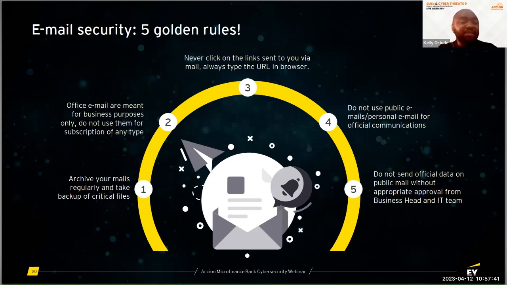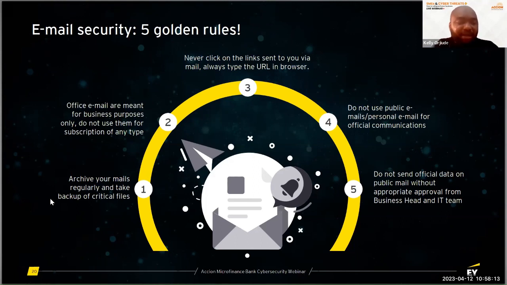Okay. Office emails are meant for business purposes. This I cannot overemphasize. I have seen people use office emails for personal use. They use it to register on different personal websites. It is not ideal. When you do that, you expose your business to a lot of cyber attacks, right? So limit your business emails to business purposes and use your personal emails for personal things, right?